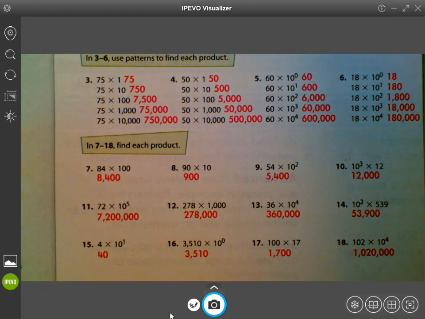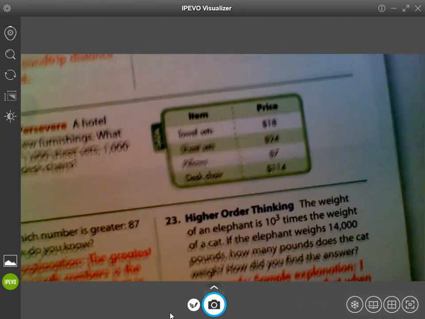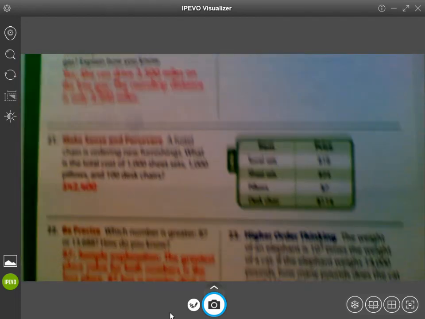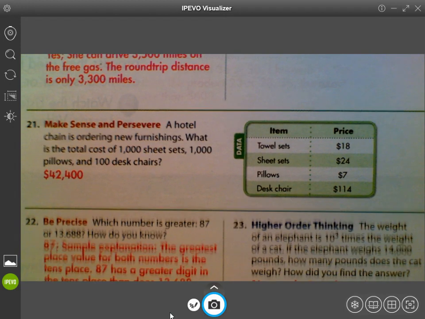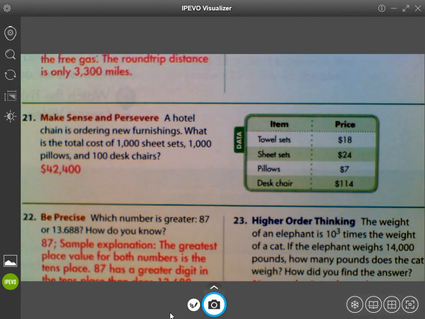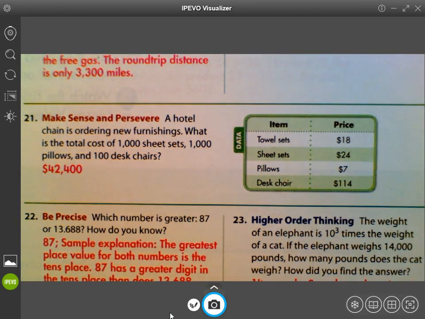How did we do on 17 and 18? Show me on your thumbs. All right, we're going to go on to the next one. So next we have number 21. All right, ready to rock?